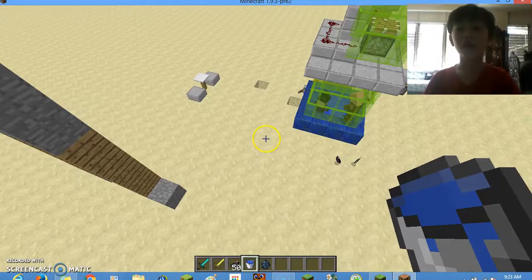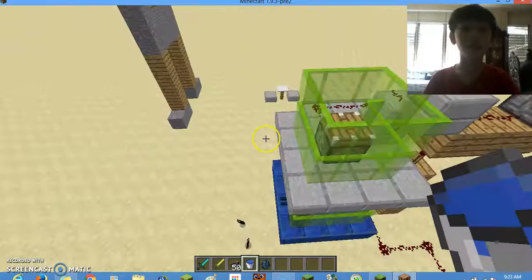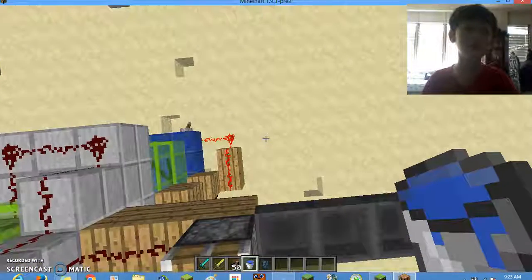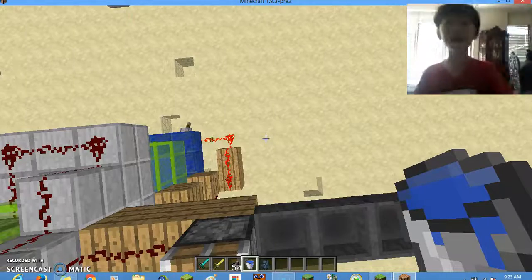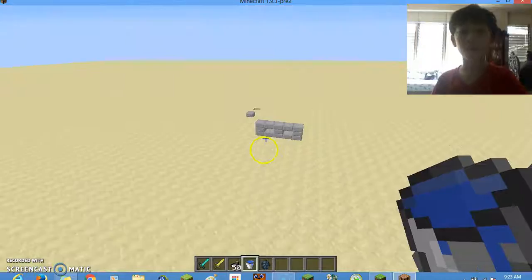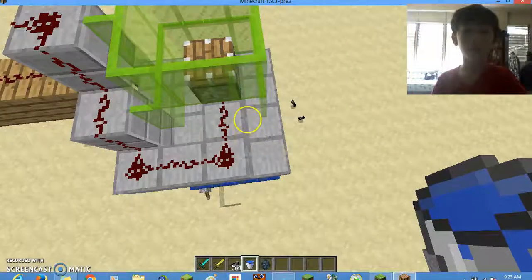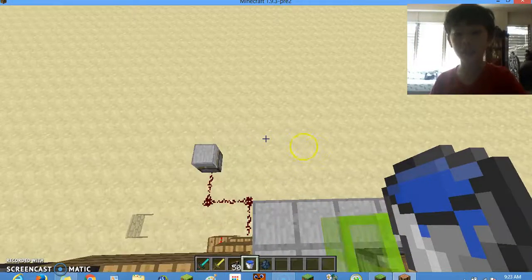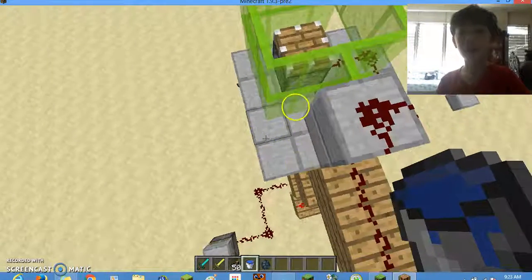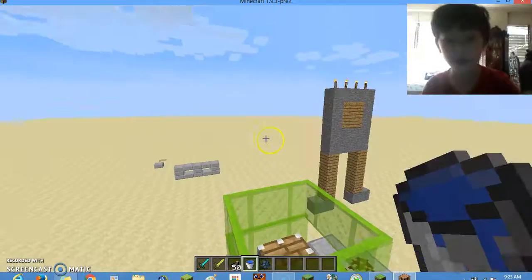So yeah. Squid killing. I cannot even play this. Okay. Okay, you can see that I have some squids. Dark. And I like to kill squids for ink sacks.